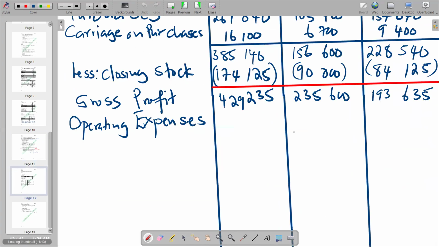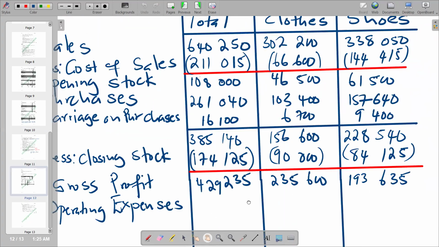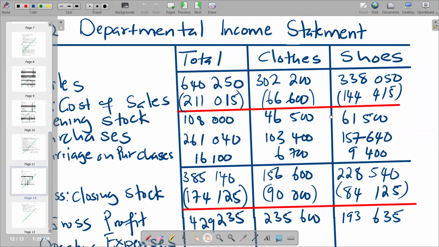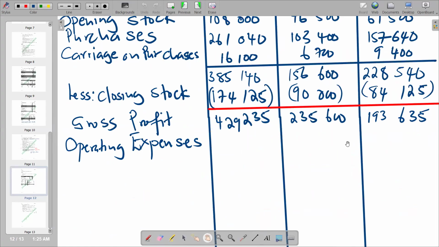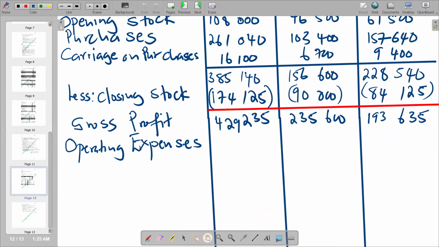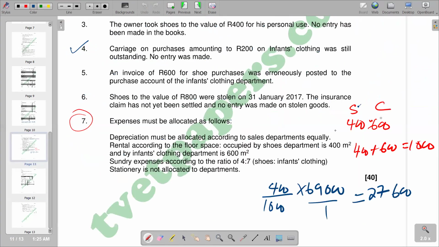So we go there and check. Remember, our shoes department is the last column, which is supposed to come here as our rent paid. So we're going to say rent paid. Then our shoes is the last column, which is going to give us the figure that we've calculated, which is 27,600. Then we calculate for the clothing.